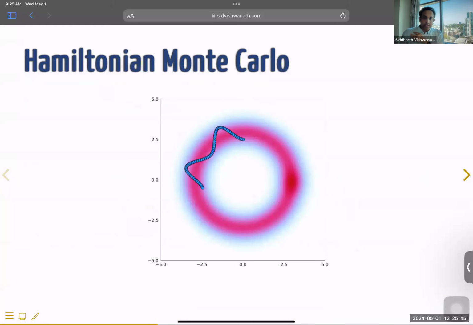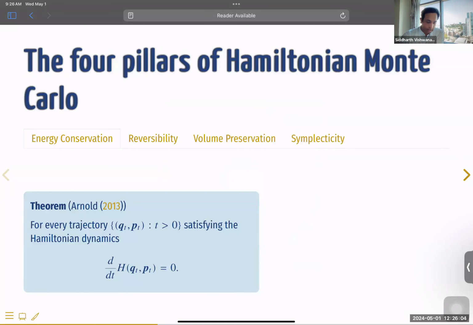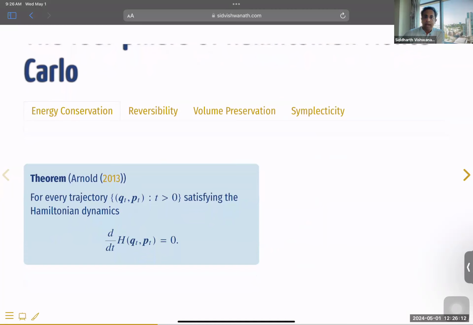So if you do this, you have proposals that are better adapted to the geometry of the problem, and this is well known. And as I had mentioned, this is the most commonly used sampler that you would have in any sampling software. The four main reasons why Hamiltonian Monte Carlo is as effective as it is are attributed to four properties that I'm going to talk about.